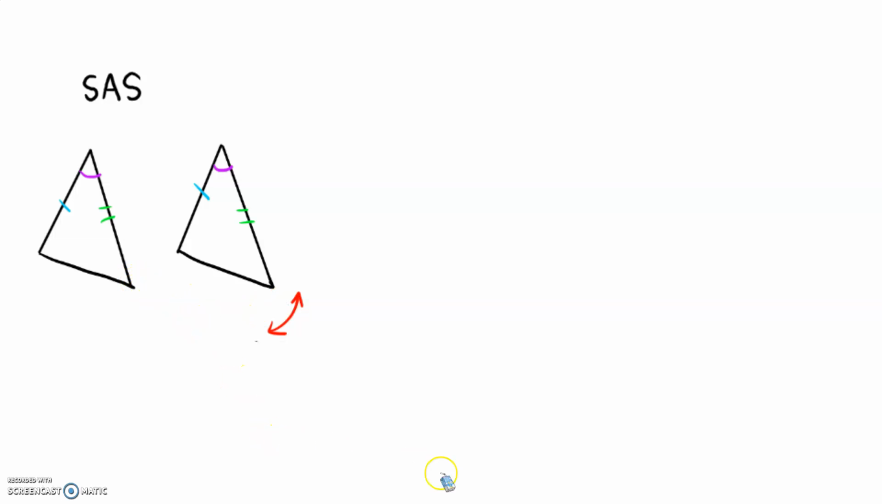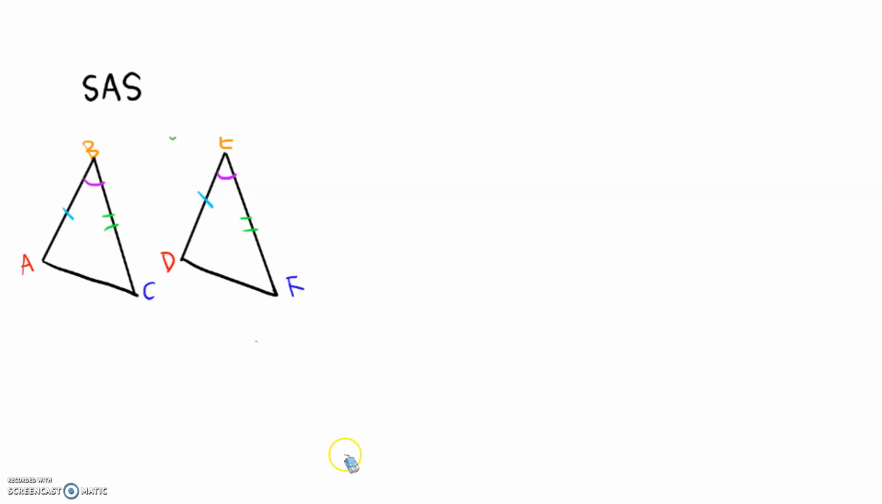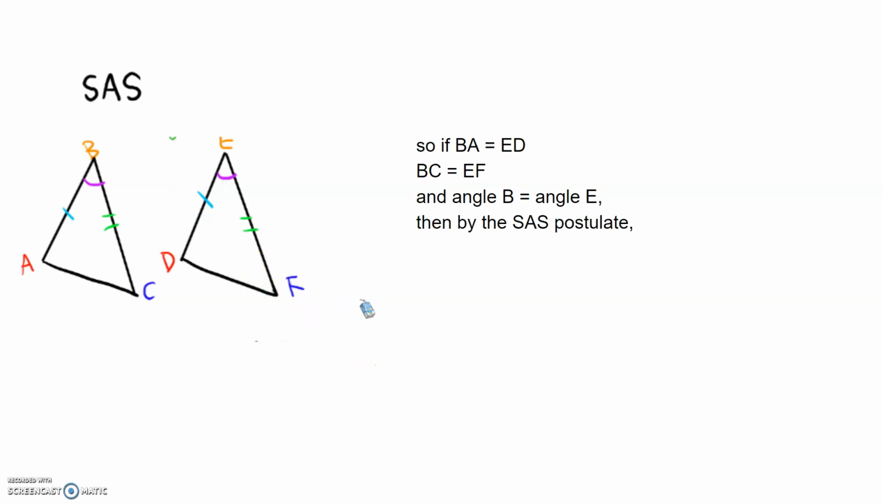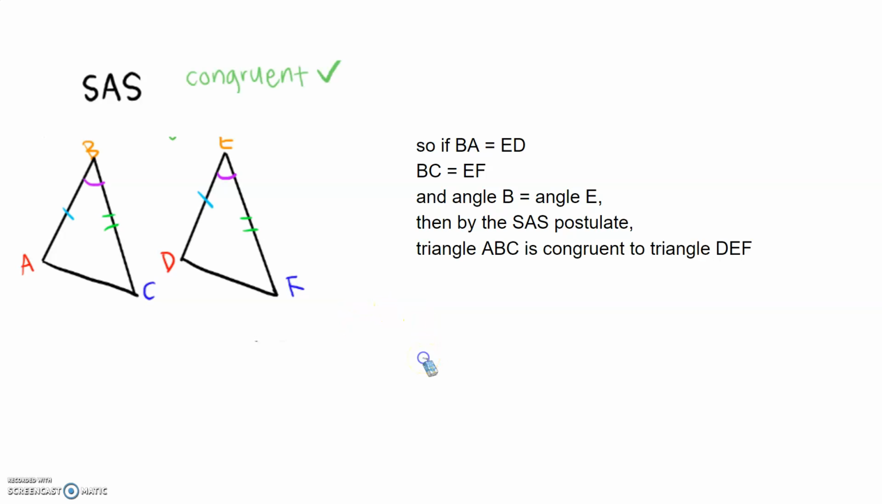For example, using the side angle side rule. If BA equals ED and BC equals EF and angle B equals angle E, then by the SAS postulate, triangle ABC is congruent to triangle DEF.